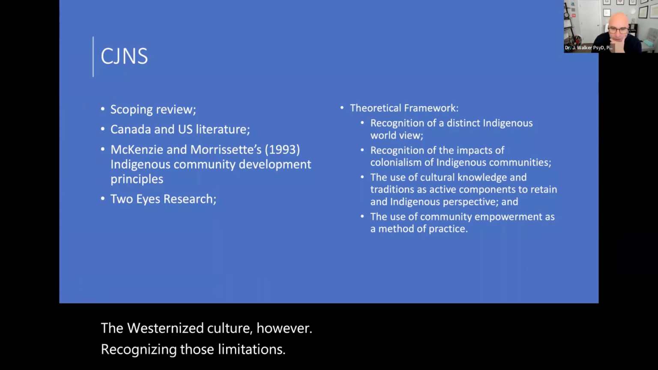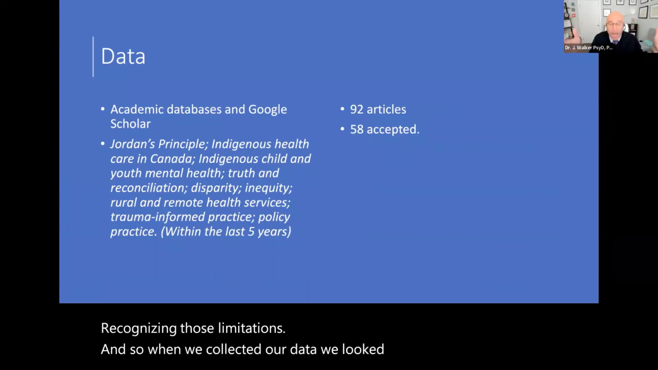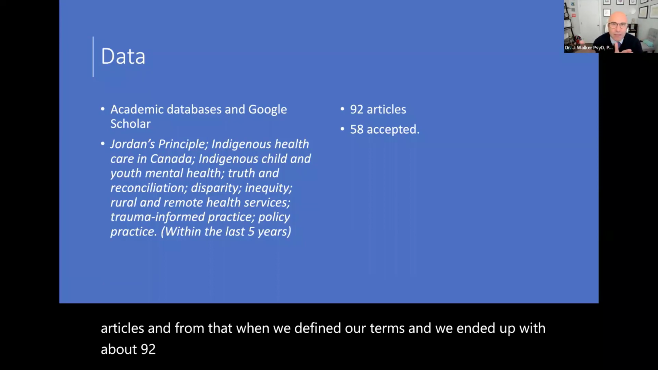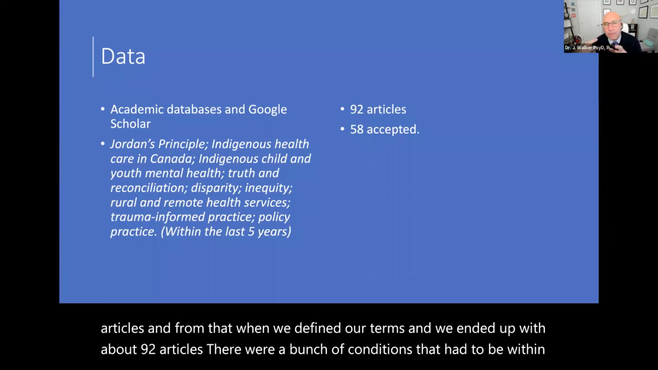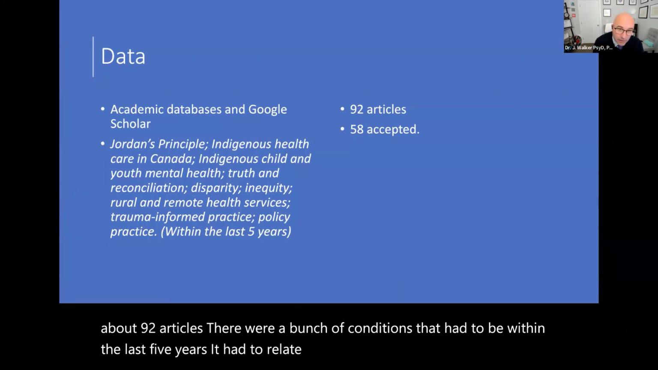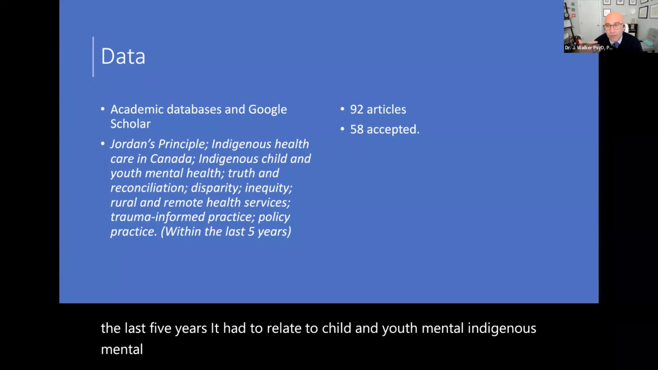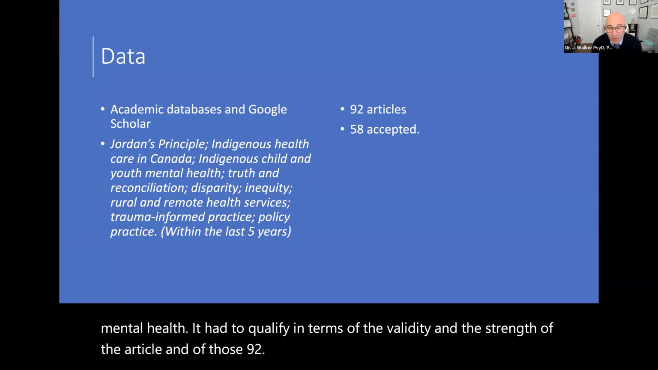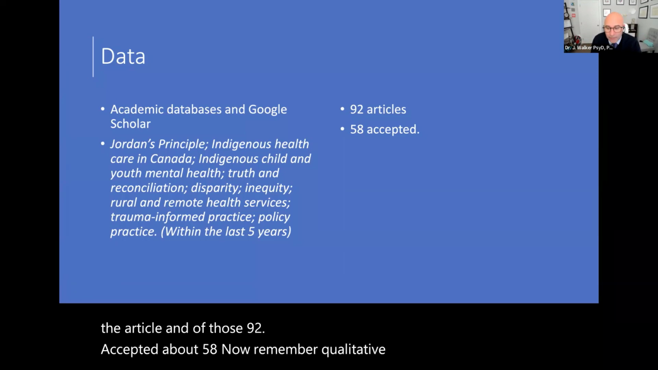And so when we collected our data, we looked at initially hundreds of articles. And from that, when we defined our terms and our databases, we ended up with about 92 articles. There were a bunch of conditions. It had to be within the last 5 years. It had to relate to child and youth Indigenous mental health. It had to qualify in terms of the validity and the strength of the article. And of those 92, we accepted about 58. Now remember, qualitative review, okay?